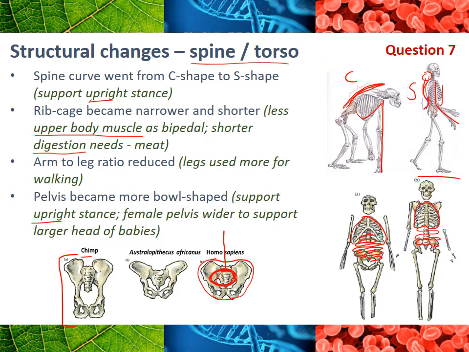Okay, so because humans have a much bigger brain and a bigger head, the female pelvis needs to be bigger to support that during pregnancy and during birth. Okay, just pop in and answer question 7 on those changes.